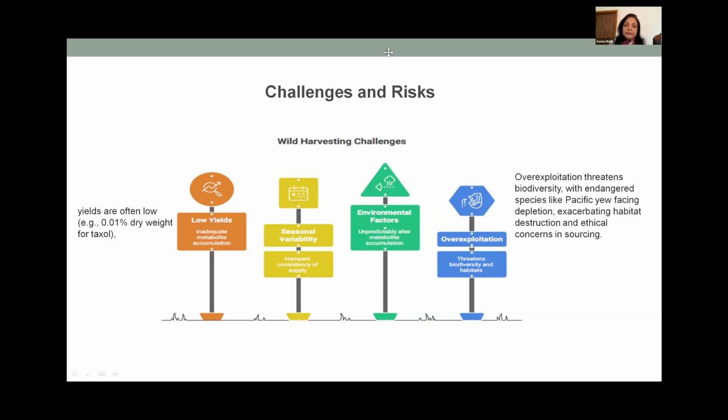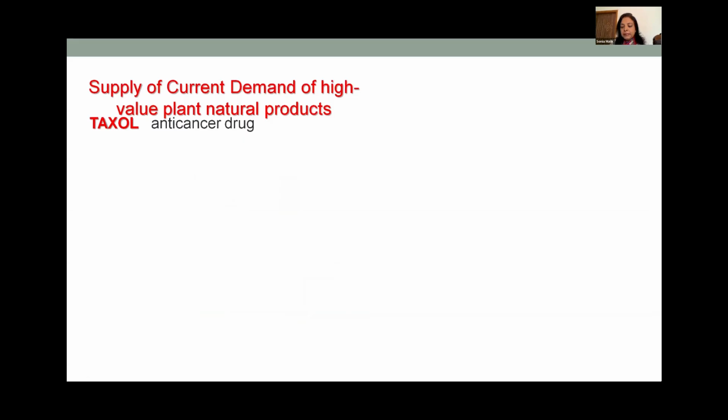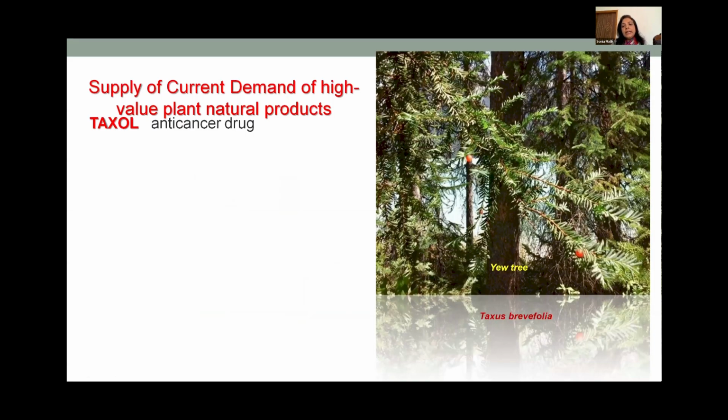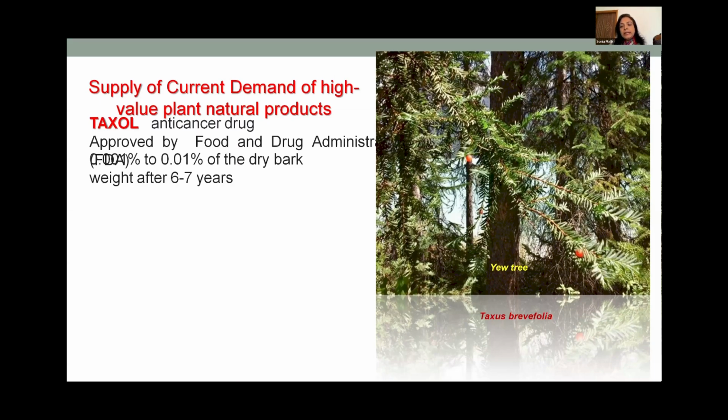So with this in mind, I will give you another example to make it clearer what I am talking about; it will be more clear with the coming slides. Let's take different examples from the medicine side, the food side, or pigments. Take the example of Taxol. It is a very well-known anti-cancer drug, obtained from the yew tree, whose botanical name is Taxus brevifolia. This drug is approved by the Food and Drug Administration, FDA, and it is obtained from the plants of this yew tree species.